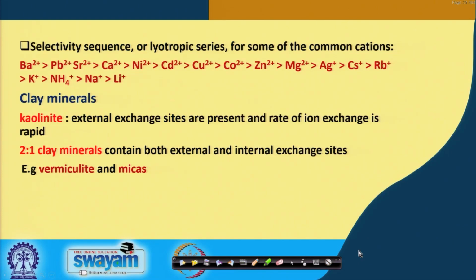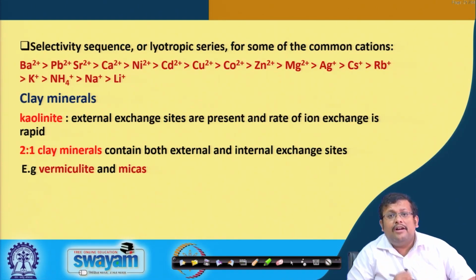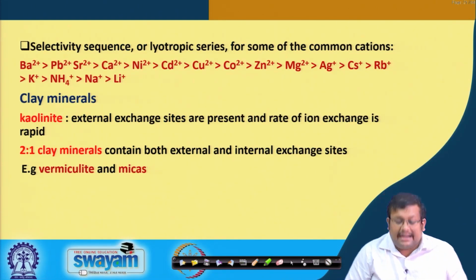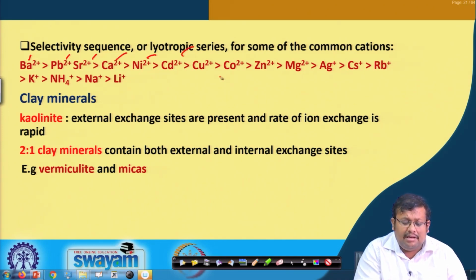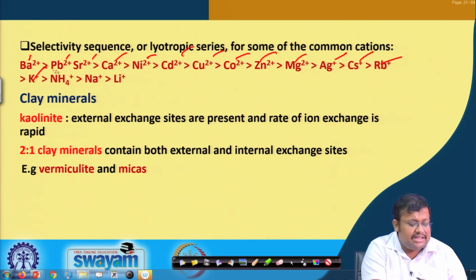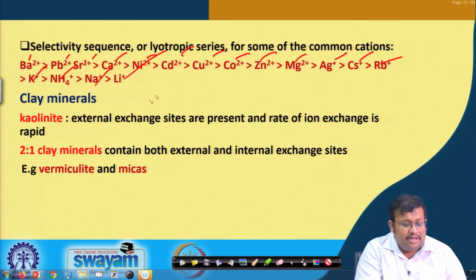The selectivity sequence, or lyotropic series, for some of the common cations follows this order: barium, followed by lead and strontium, then calcium, nickel, cadmium, copper, cobalt, zinc, magnesium, silver, cesium, rubidium, potassium, ammonium, sodium and lithium. So lithium has the least selectivity, whereas barium has the highest selectivity.